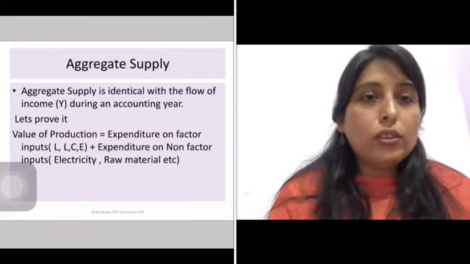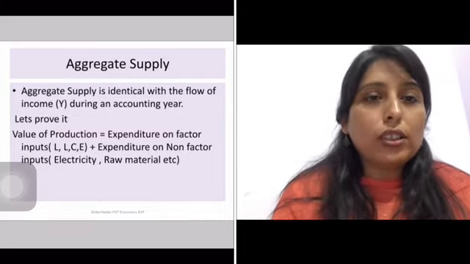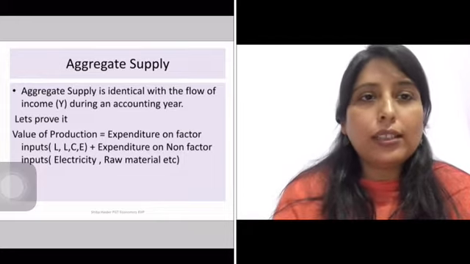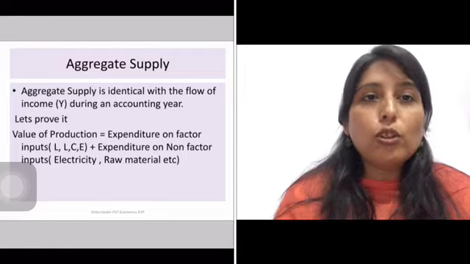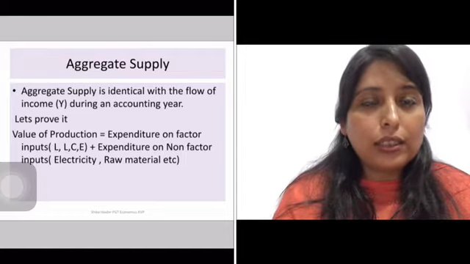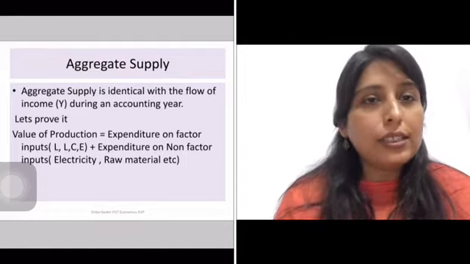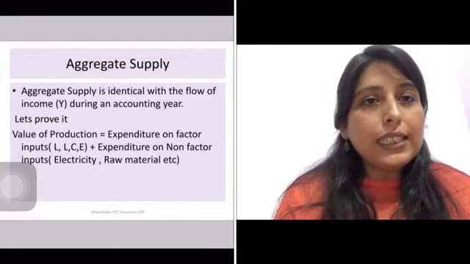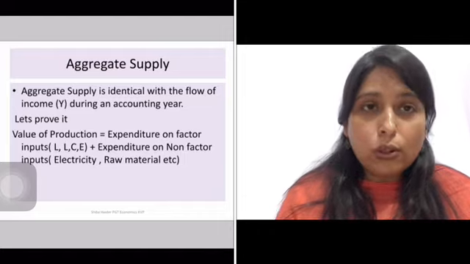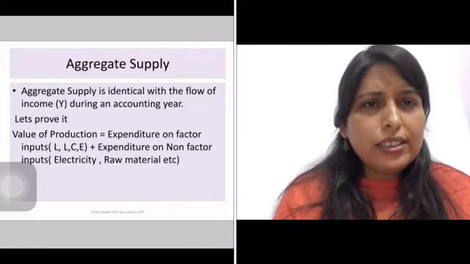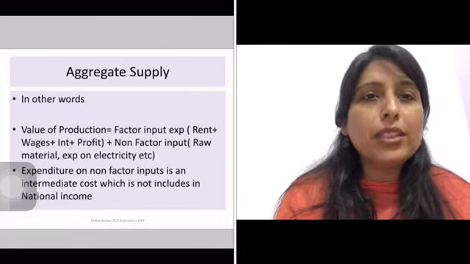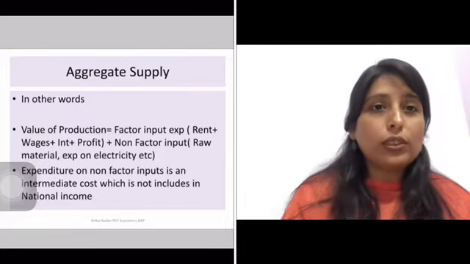What is value addition और value of production? हम प्रोडक्शन की वैल्यू कैसे एस्टिमेट करते हैं? तो हमारे पास दो तरह के खर्चे आते हैं, क्योंकि हम प्रोडक्शन में दो तरह के फैक्टर यूज़ करते हैं. एक है फैक्टर इनपुट, दैट इज़ लैंड, लेबर, कैपिटल एंड एंटरप्रेन्योर. एंड द सेकेंड इज़ नॉन फैक्टर इनपुट, दैट इज़ रॉ मटेरियल, इलेक्ट्रिसिटी, वाटर, ये जो बाकी सामान जिसे हम इंटरमीडिएट कॉस्ट कहते हैं, हम वो यूज़ करते हैं.